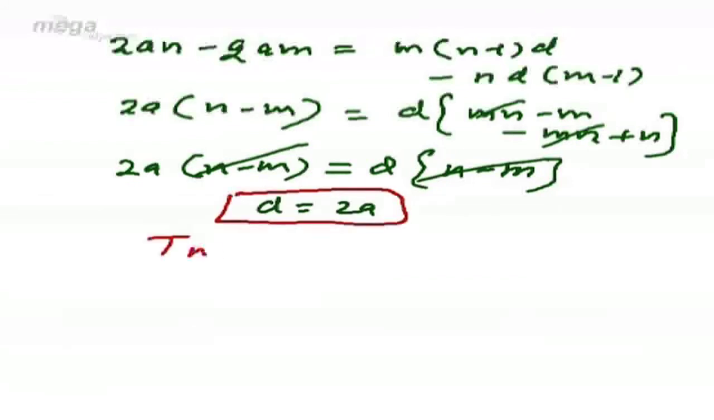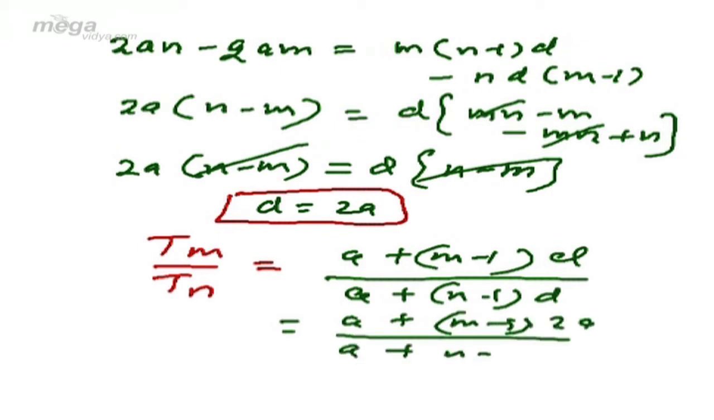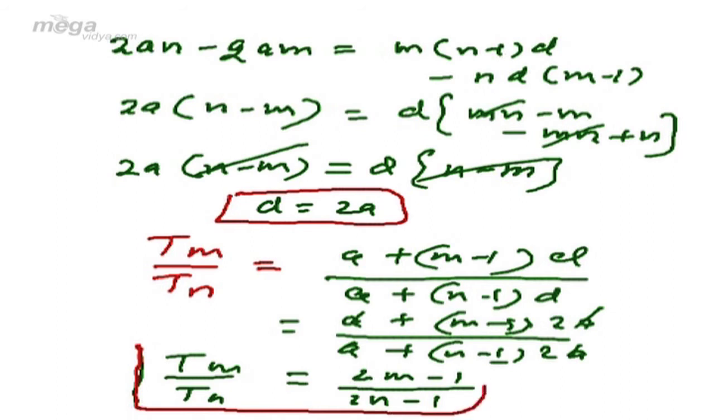Now we have to find Tm upon Tn. That will be (a plus (m minus 1) into d) upon (a plus (n minus 1) into d). Now d is given as 2a. Because of this, (a plus (m minus 1) into 2a) divided by (a plus (n minus 1) into 2a). The a gets cancelled by this. We get (2m minus 1) upon (2n minus 1) as the value of Tm upon Tn. This is the ratio of the mth and nth terms.